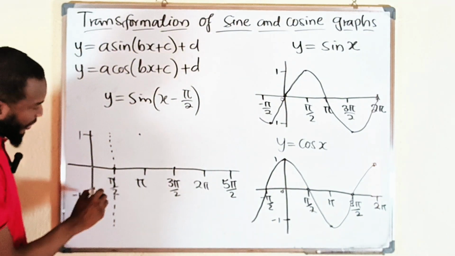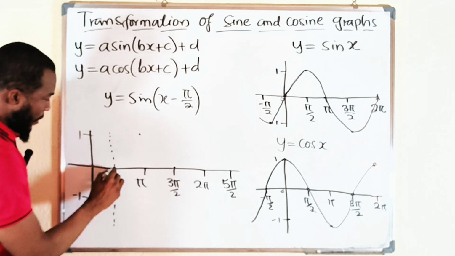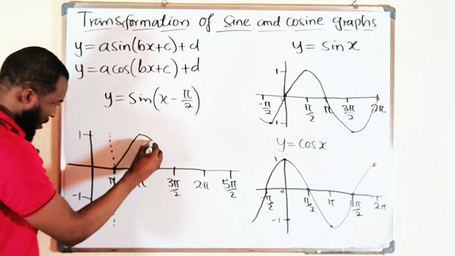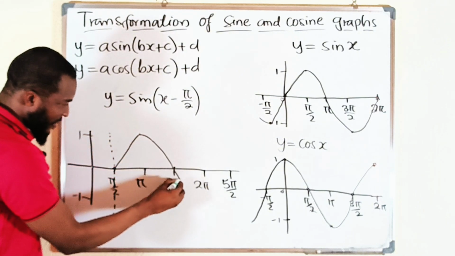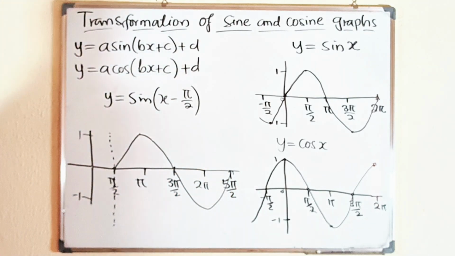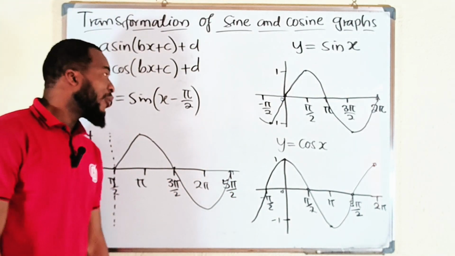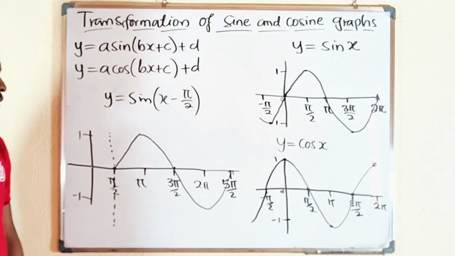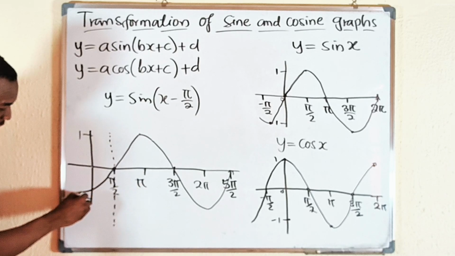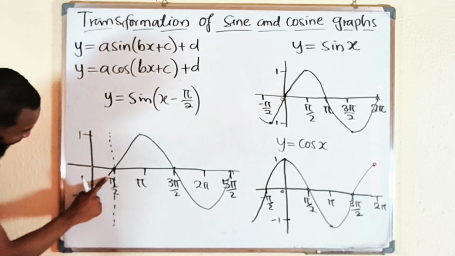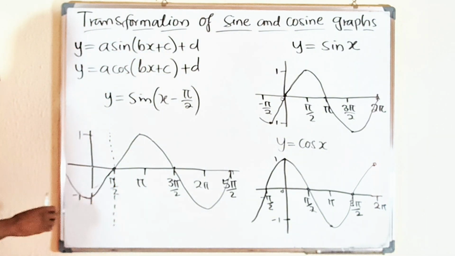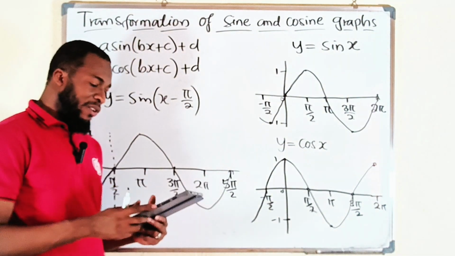So now let us connect all the points together. Maximum, down to 0, down to minimum, up to 0. You see that? This is now the graph of sine of x minus pi over 2. And you can continue bringing this down here, down to minimum, at 0 it will reach minimum, then it will go like this continuously. Then let's move to the next one.